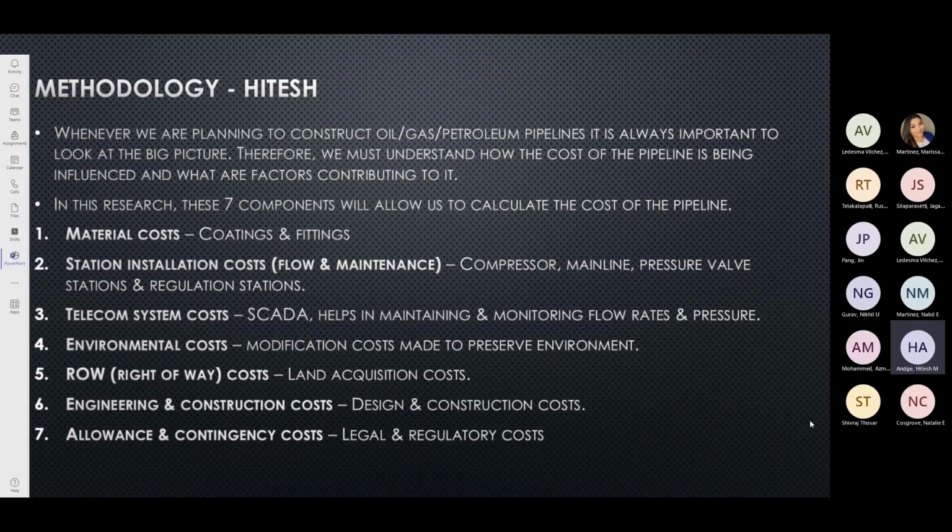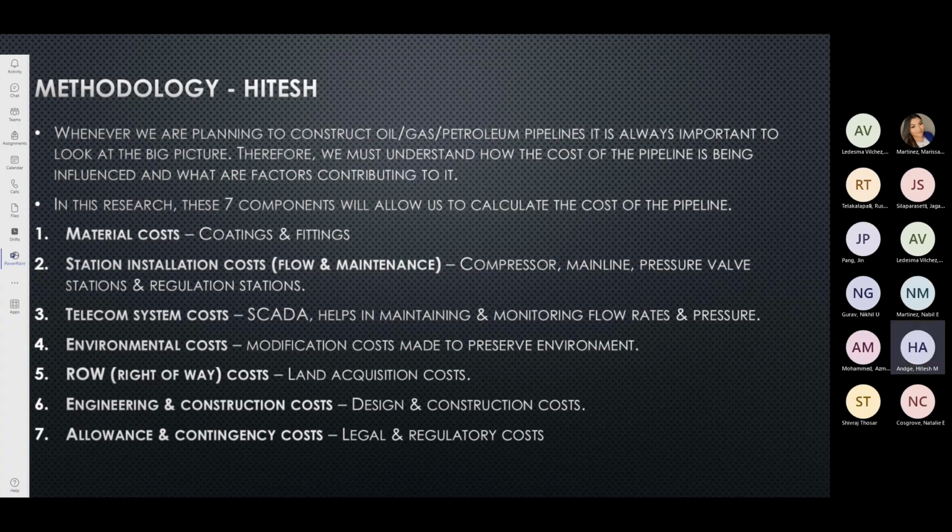Whenever we are planning to construct oil, gas, or petroleum pipelines, it is always important to look at the bigger picture. It means it's important to look at all the materials and systems involved in the construction of the whole project, and the costs revolving around those. Therefore, it's important that we understand how the cost of the pipeline is being influenced and the factors contributing to it. So in reference to Rivka Aizia's work, in this research, we have these 7 components that allow us to calculate the cost of the pipeline.